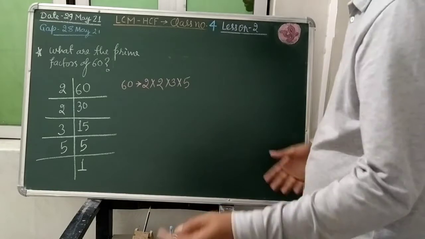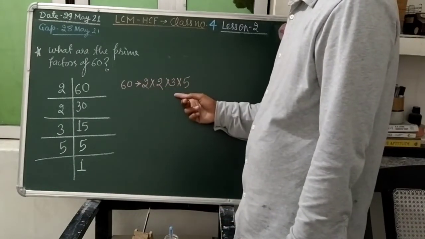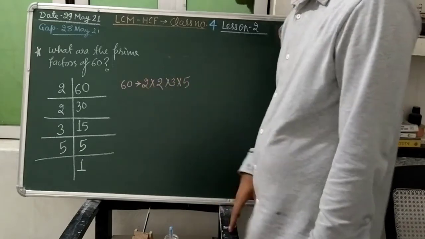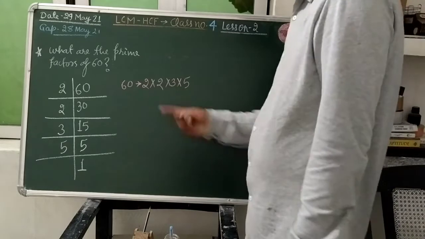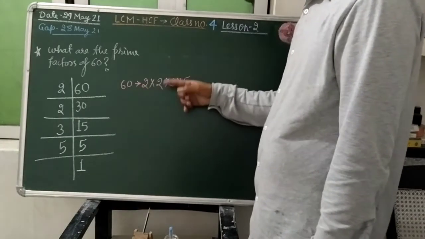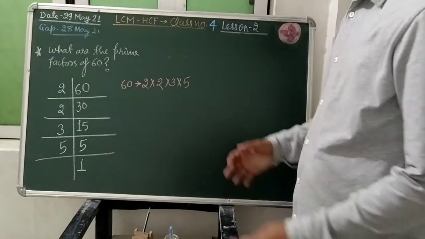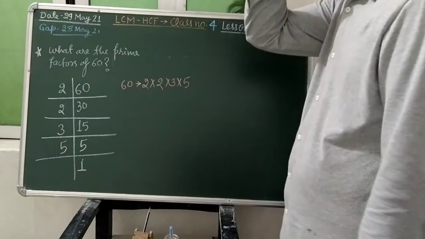Isn't this right, friends? Anyone check? 2 2s are 4, 4 3s are 12, and 12 5s are 60. So the prime factors of 60 will be 2 multiplied by 2 multiplied by 3 multiplied by 5. It is the general way of writing. Okay, so we shall write like it.